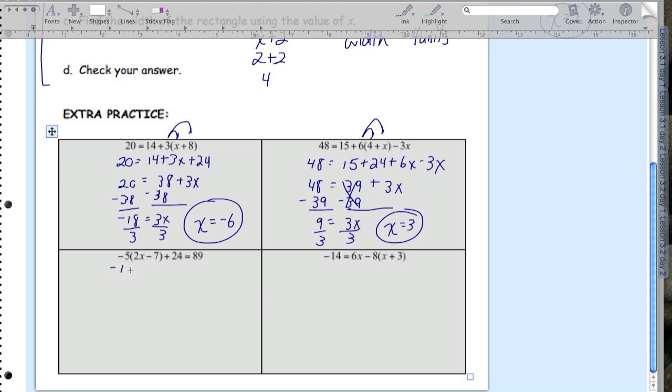All right, next 2. Distribute my 5 in, which gives me negative 10x, minus negative 5 times 7 is negative 35, plus the 24 that's there. We said minus a negative is really plus the positive. So I have negative 10x plus 35 plus 24. These two are like terms, so I get negative 10x plus 59 is equal to 89. Now it's a two-step equation, so that's why I brought my 89 down. Subtract 59 on both sides, negative 10x comes down. 89 minus 59 is 30. Divide by negative 10, divide by negative 10. X equals negative 3.